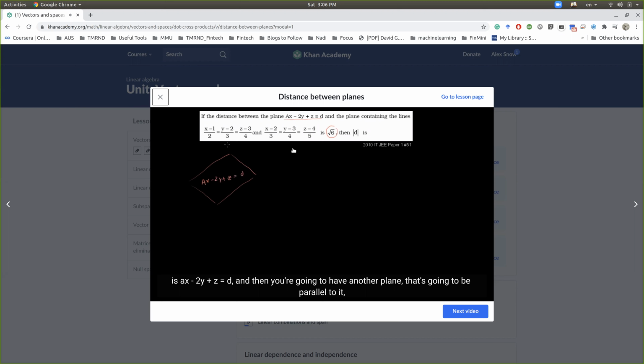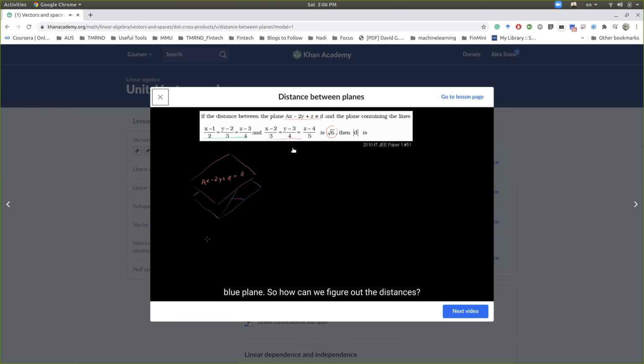And then you're going to have another plane that's going to be parallel to it. Maybe it looks something like this. You have the other plane that is parallel, and it's going to contain both of these lines. So maybe it has this line, in green. Maybe this line looks something like this. It's on that blue plane. And then this line, maybe in magenta, is also going to be on the blue plane.